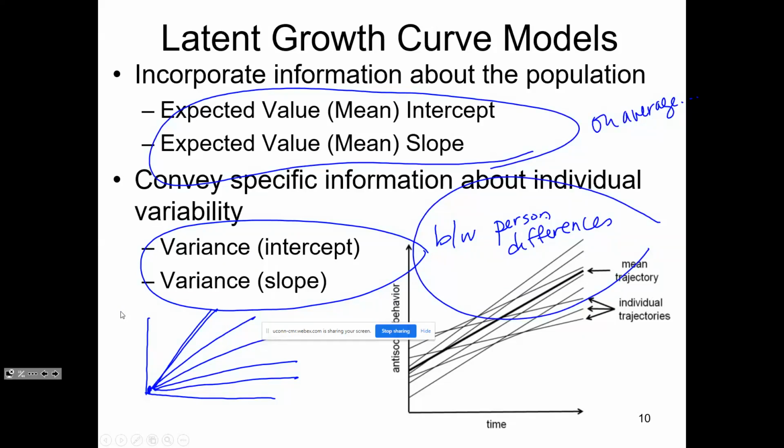Yeah. So that means slope is positive. Oh yeah. In both of these drawings, the mean slope is positive.